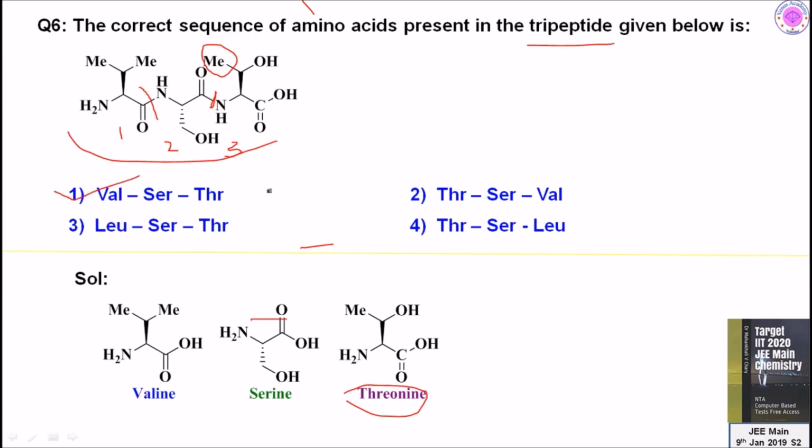It is very simple. If you know how to break and know the structures, it is very simple to answer this type of question, isn't it? Next, so option number 1 is the correct option, friends.